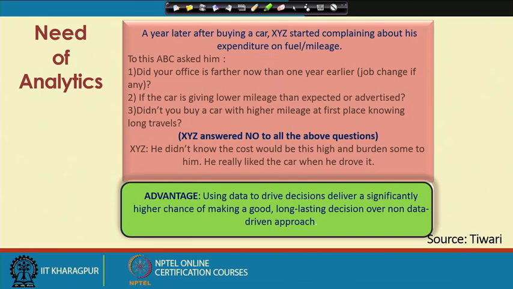Now after purchasing the car, after a year, you will find there are issues and you start complaining. What I mentioned is that analytics starts with diagnostics, which is what we call diagnostic analytics. Once you start complaining, that means the issue has started, so you have to explore the ways you can look for solutions. The first question you can address, since the complaint is there, is with respect to expenditure on fuel or mileage. This is one of the most important objectives when you take a decision to purchase a car.